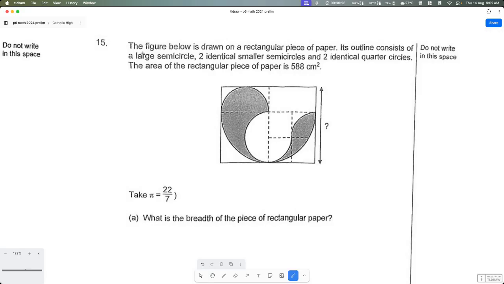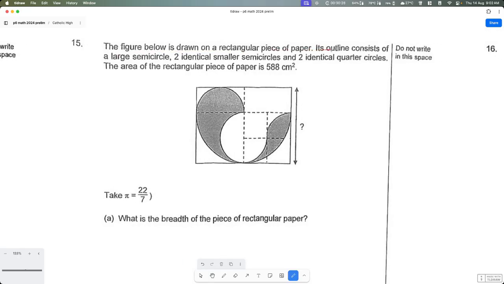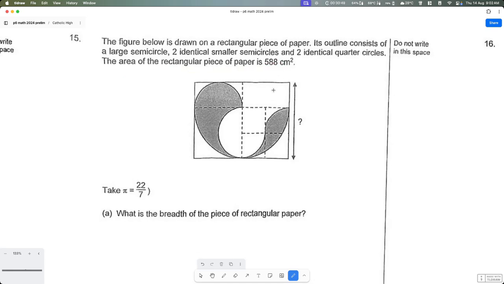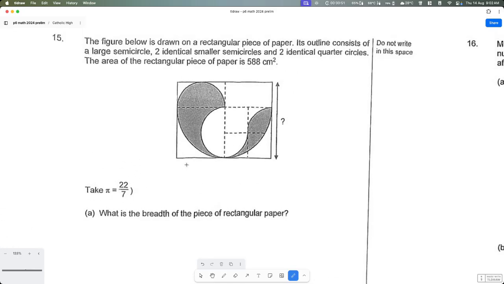So the figure below is drawn on a rectangular piece of paper. Its outline consists of a large semicircle and two identical smaller semicircles and two identical circles. The area of the rectangular piece of paper is 588 centimeter square. So first question is, what's the breadth of the piece of paper? It's what you see over here.